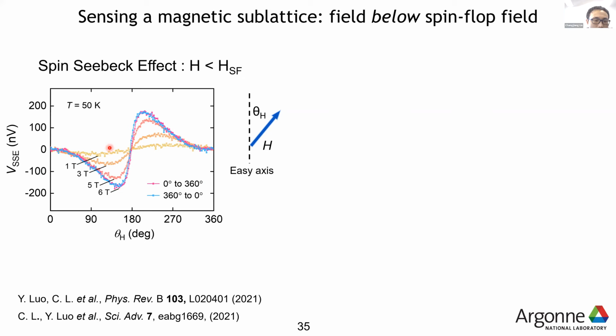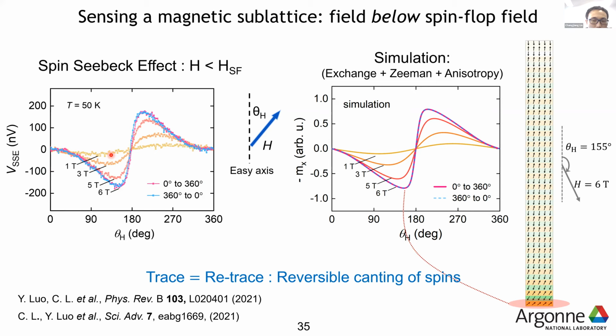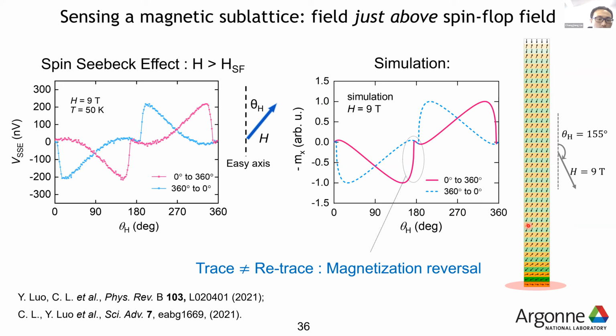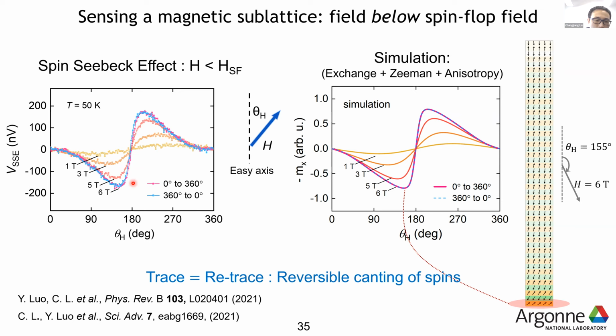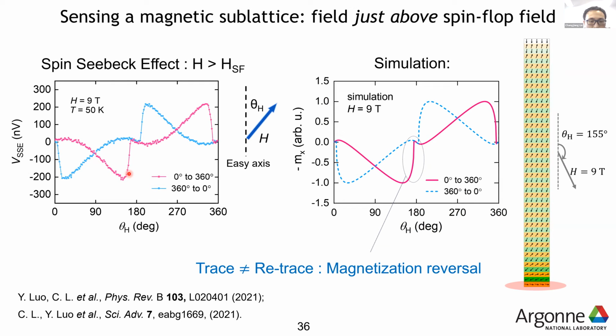And we found that this angular dependence can be modeled quite precisely using micromagnetic simulation. And we found that during this rotation, there is a gradual rotation of the Néel axis across the thickness of chromium KTaO3. This is because of the nature of the coupling strength, which is layered coupled. We found that as we increase the magnetic field further, shown here is 6 Tesla, up to 9 Tesla, a clear difference is observed.